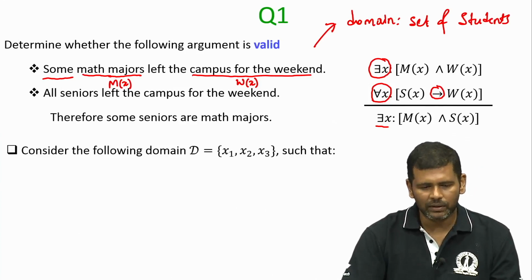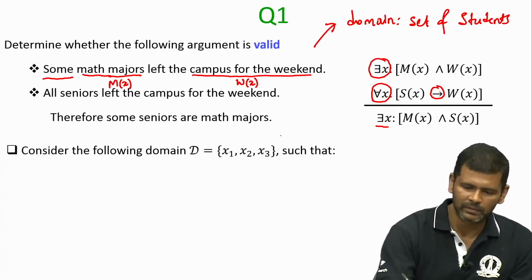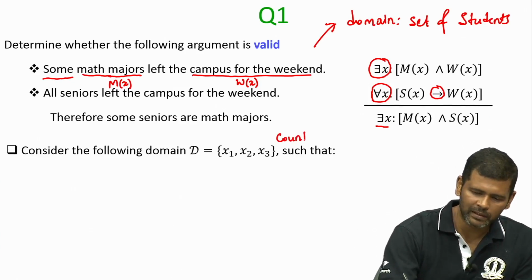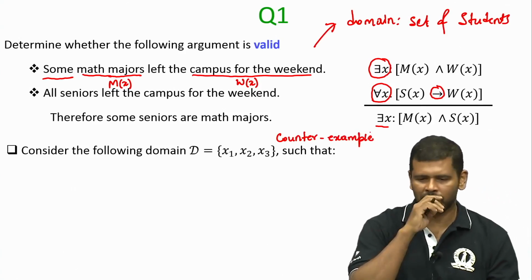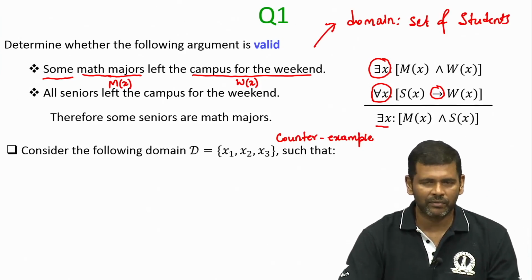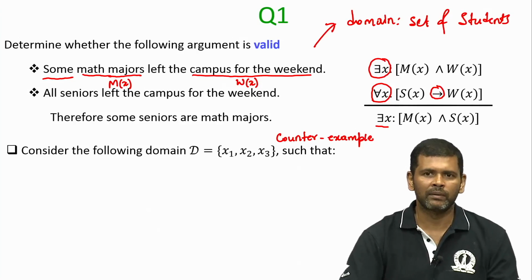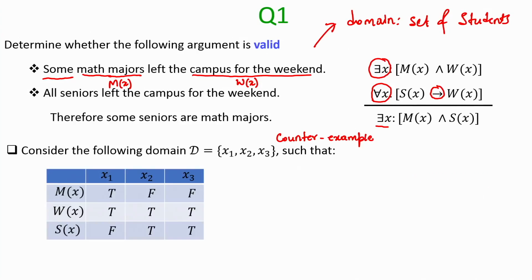However, it turns out that this is not a valid argument, and we can give a counter example. You can give multiple counter examples here. Even if you show one counter example, that is sufficient to show that this argument form is not valid. So, the domain that I consider is the following. Imagine you have a college where you have 3 students x1, x2, x3, and with respect to those 3 students the status of the 3 predicate functions are as follows.